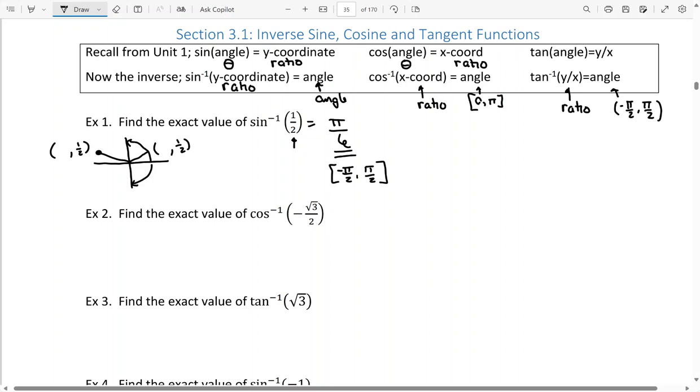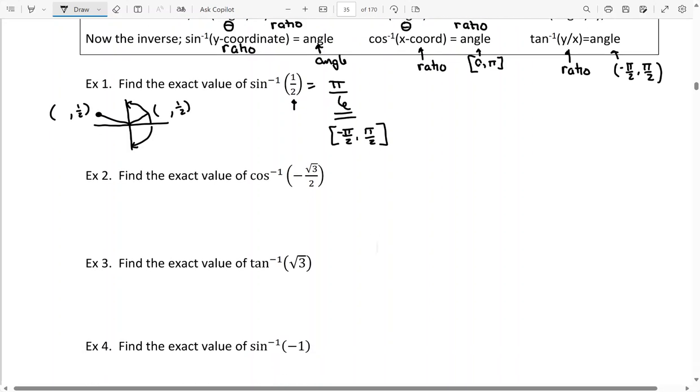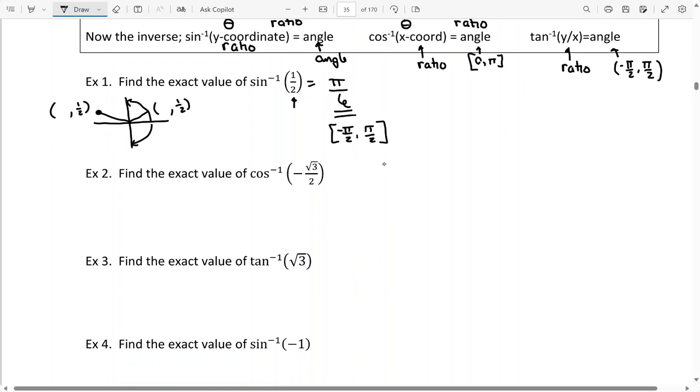You don't get to pick any other range. So for the next one, find the exact value of cosine inverse negative radical 3 over 2. So again, thinking about where the x value is negative radical 3 over 2, and again, it has to be between 0 and pi for my answer if we're talking cosine inverse. So for this one, cosine is negative over here, and the x value is negative radical 3 over 2 at 5 pi over 6. Got to know your unit circle.